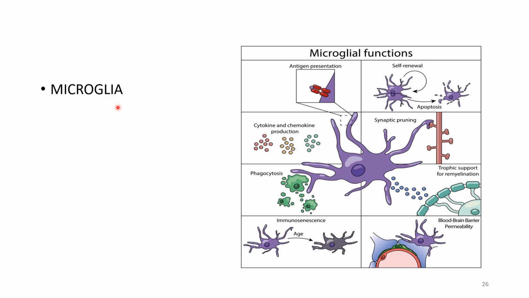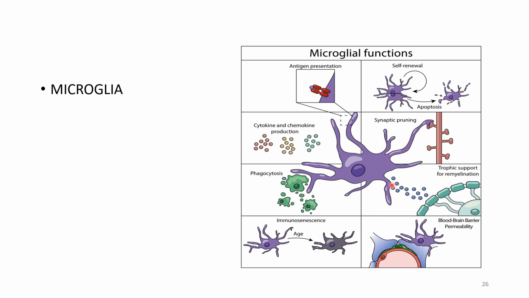and they are present more numerously in the gray matter. So what is the function? It can present antigen, acting as antigen presenting cells, and they can self-renew also. Some damaged microglia can go into apoptosis and some will renew. They can produce cytokines and chemokines, and they can do phagocytosis. They are important for immunosenescence and for synaptic pruning.